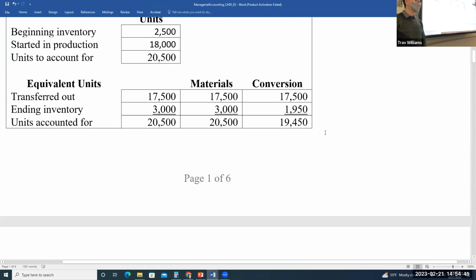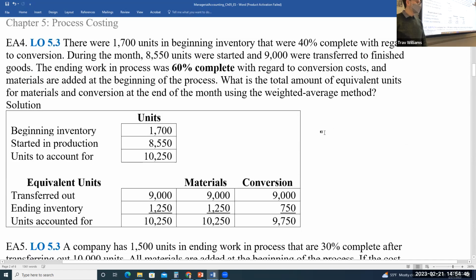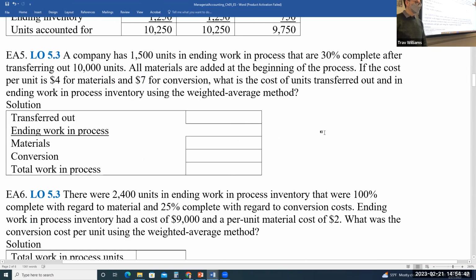All right, well, moving on. We've got 19 exercises, so let's see how far we get here. We did number 4. A lot of these are quick, but there are some longer ones in here.